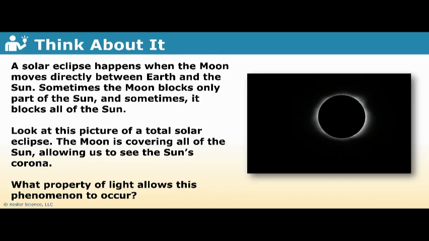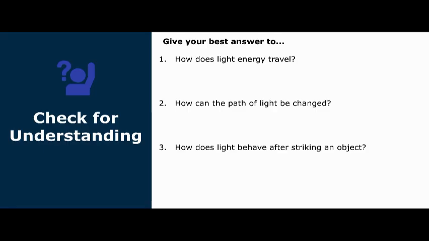All right. So think about this. A solar eclipse happens when the moon moves directly between Earth and the sun. Sometimes the moon blocks only part of the sun. Sometimes it blocks all of the sun. Look at this picture of the total solar eclipse. The moon is covering all of the sun, allowing us to see the sun's corona. That's the bright part around there. What property of light allows this phenomenon to occur? Think about that as we've talked about it.